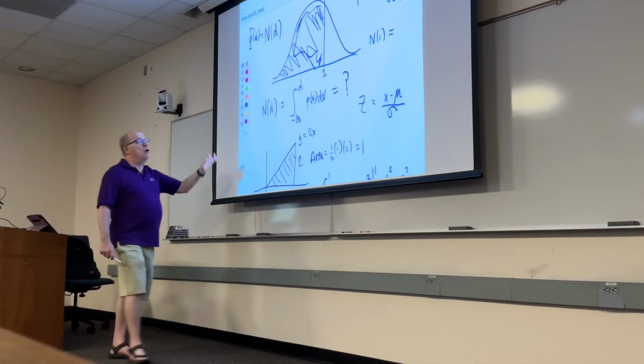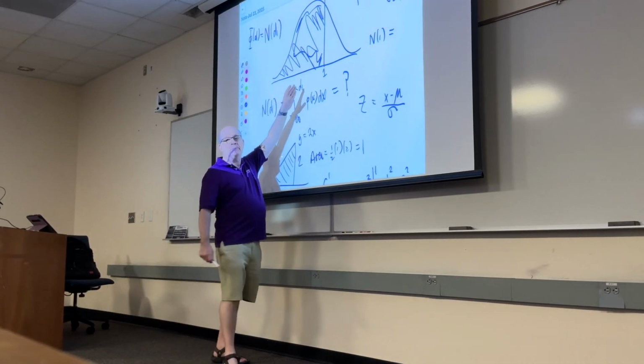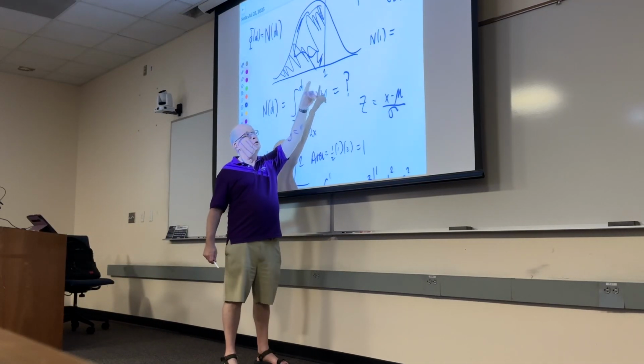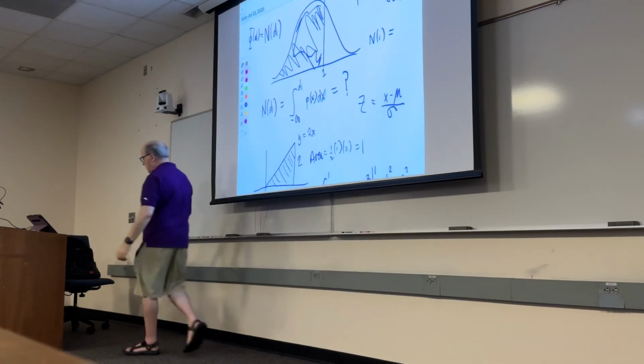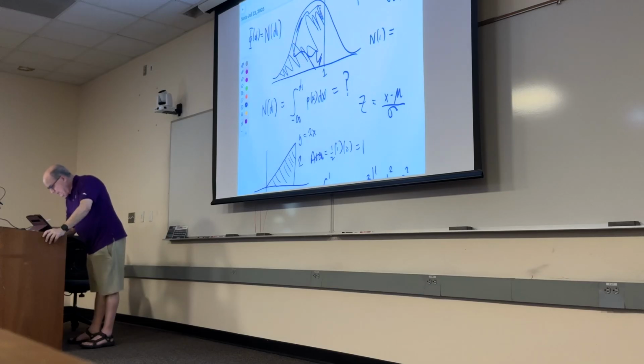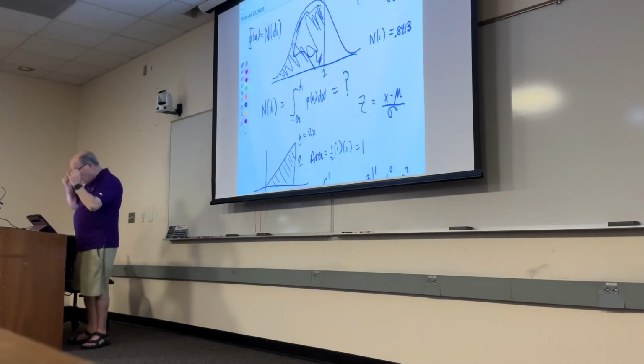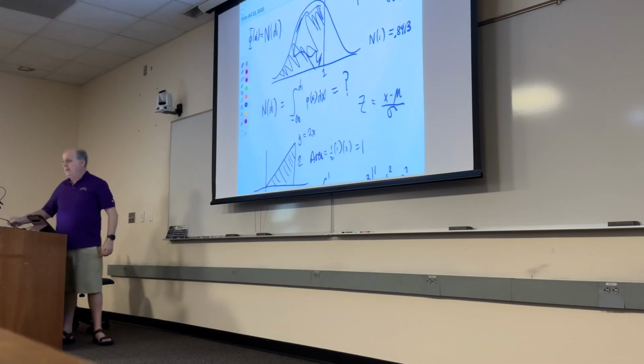So you know this answer if you don't think. It's 50% to get to the halfway point because of the symmetry, and it's another 34.13. So this number happens to be 0.8413. And what does cumulative probability mean?